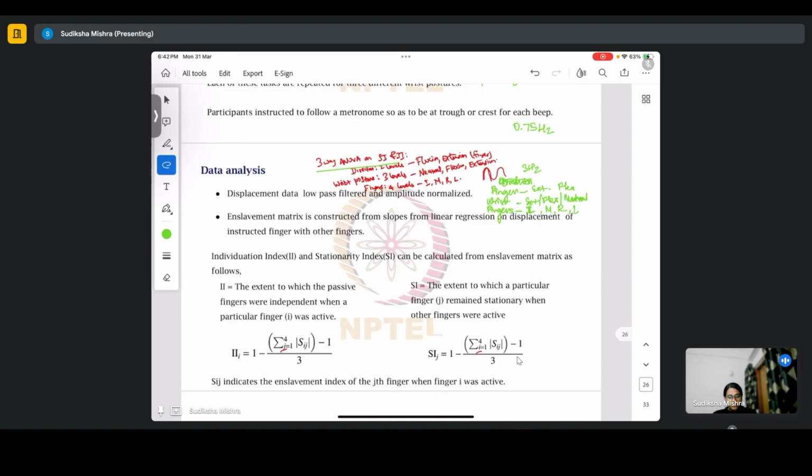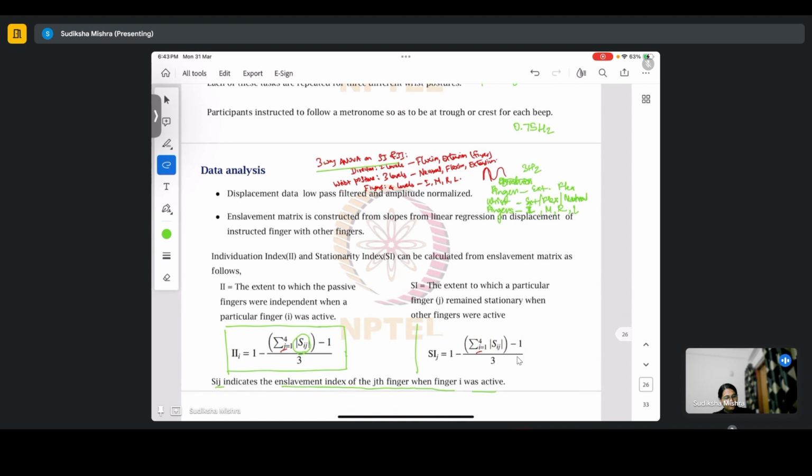The individuation index has a formula like this, which was essentially the extent to which the passive fingers are independent when a particular finger i was active. The term Sij comes from the enslavement matrix, where Sij indicates the enslavement of the jth finger when i was active. So say the index finger is active. For the index finger, you will calculate the individuation index.